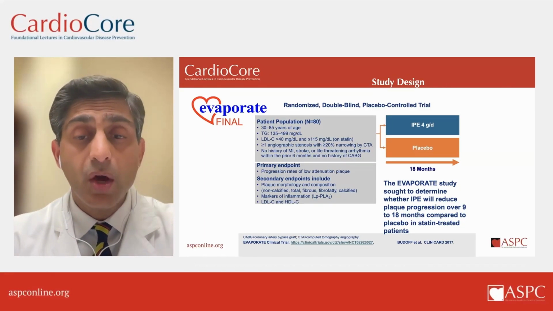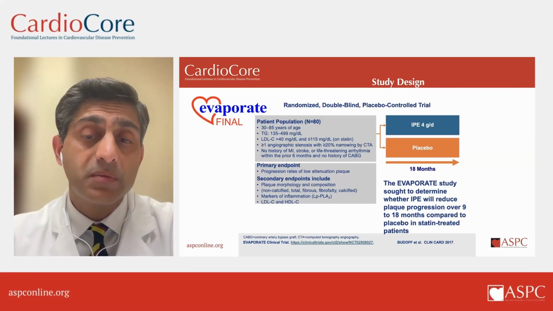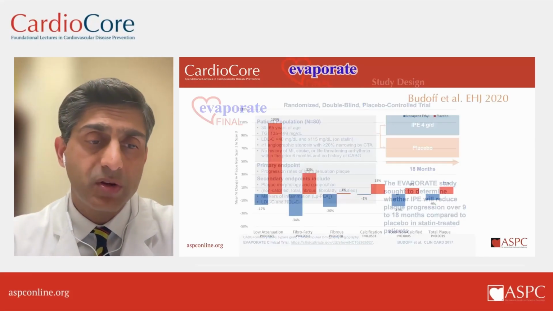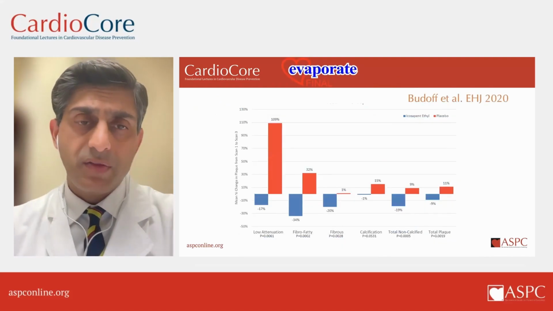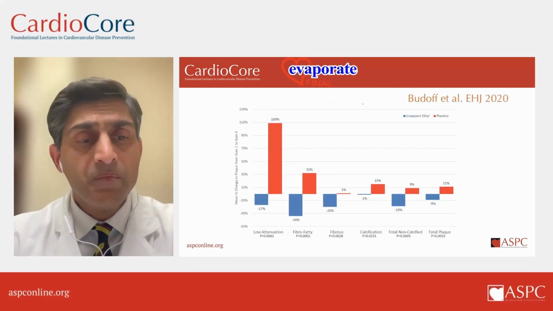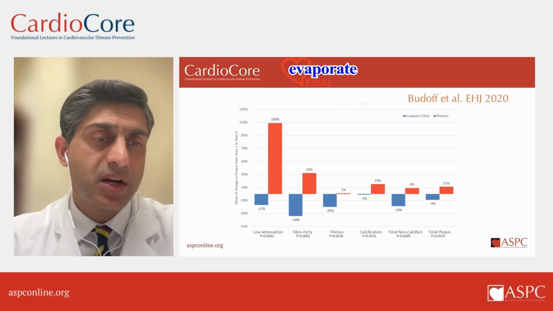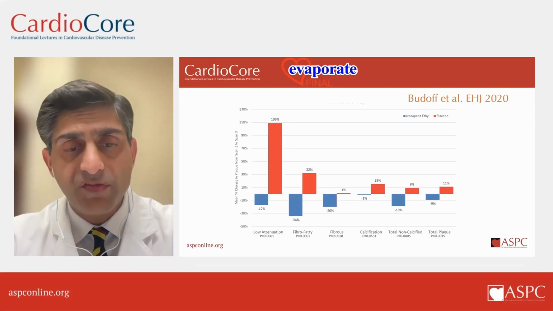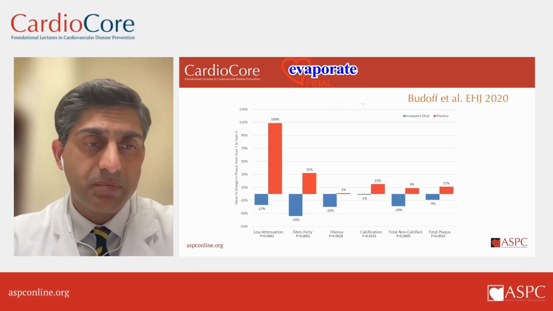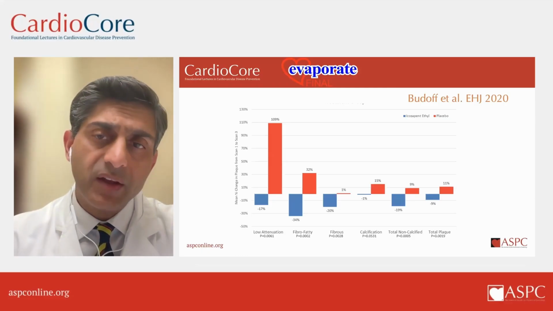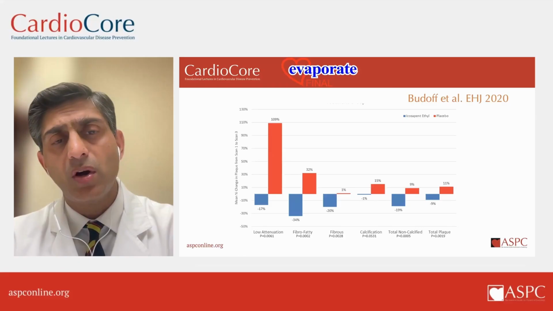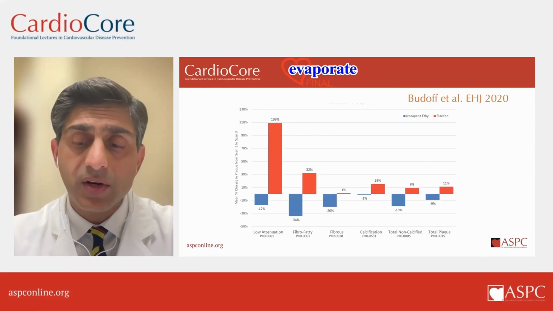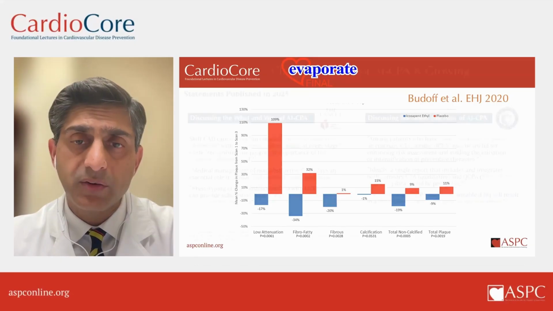And the EVAPORATE trial was another trial looking at this, it sought to determine whether icosapent ethyl will reduce plaque progression over 9 to 18 months compared to placebo in statin-treated patients. And I found this to be quite fascinating, because if you look at the patients that were treated with icosapent ethyl, you actually did see a 17% reduction change in plaque from the prior scan, reduction in fibrofatty plaque formation too. So I found that to be very interesting where your highest plaque risk features like low attenuation, you can actually negate some of those findings.